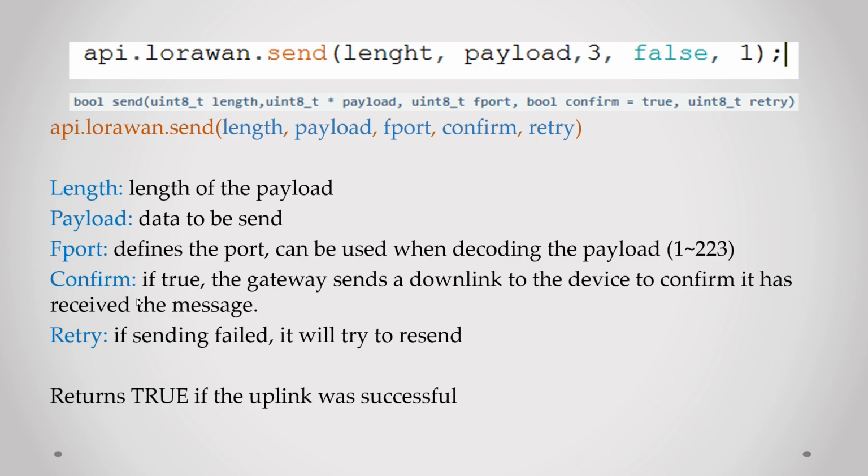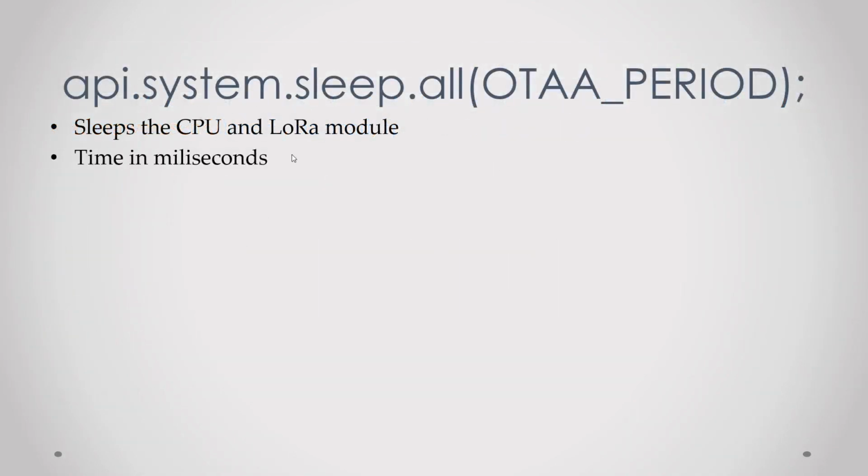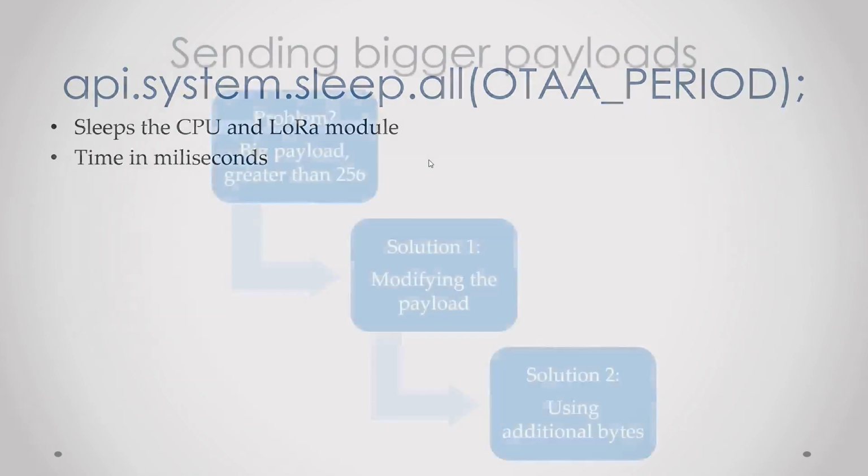Then confirm, which basically means if the gateway has received your uplink, it will send a downlink message, and that will tell the device, okay, I have successfully sent the message. And then retry. If sending failed, it will try to resend a message or an uplink. And then if this is successful, it will return true. Then lastly, we sleep the API, so the CPU and the LoRa module. This is defined in milliseconds, and can be used as a timer or a delay between uplinks.